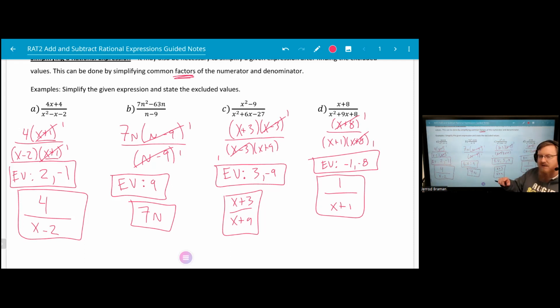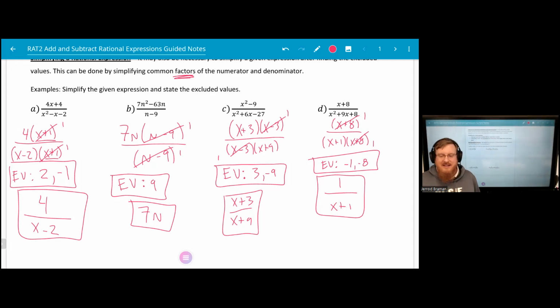We've taken care of excluded values and what they are. We've taken care of simplifying expressions and how we do that. We're almost to the point where we can do some adding and subtracting. But before we do that, we have to remember some real important things, just like fractions. If we're trying to add and subtract fractions, what do we got to have? Common denominators. Yeah, well done.